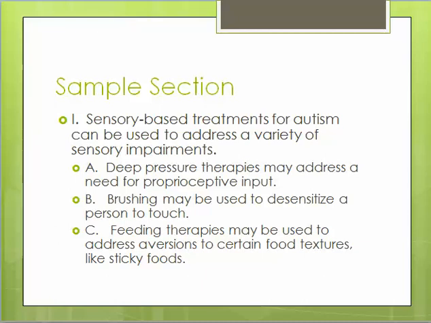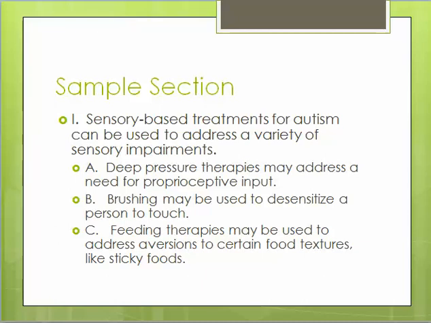So here we have Roman numeral 1. Sensory-based treatments for autism can be used to address a variety of sensory impairments. And we move from that to three related sentences. Capital A, deep pressure therapies may address a need for proprioceptive input. B, brushing may be used to desensitize a person to touch. Or C, feeding therapies may be used to address aversions to food textures like sticky foods.